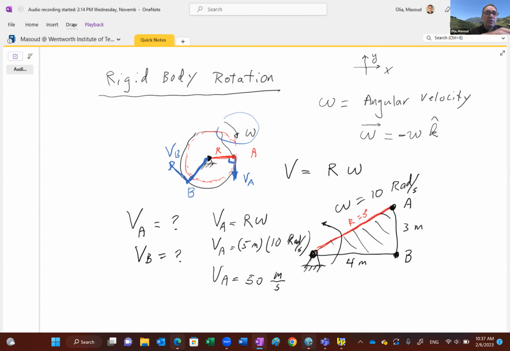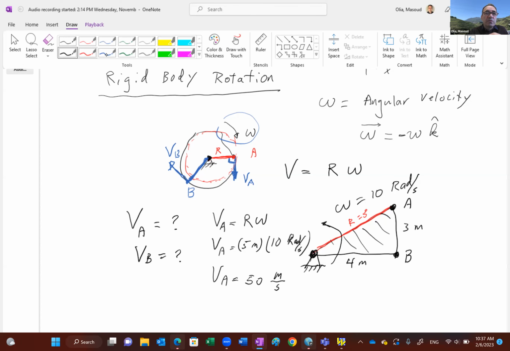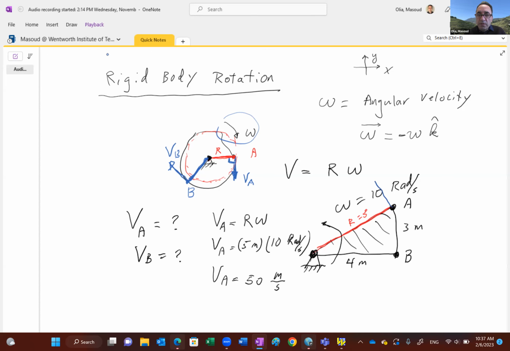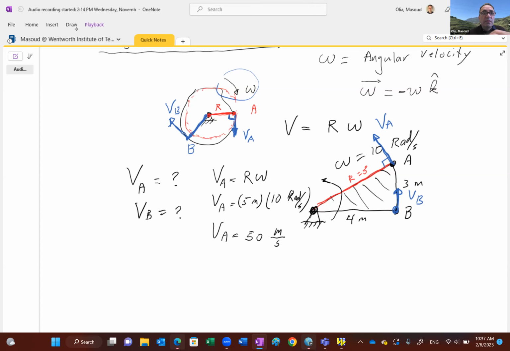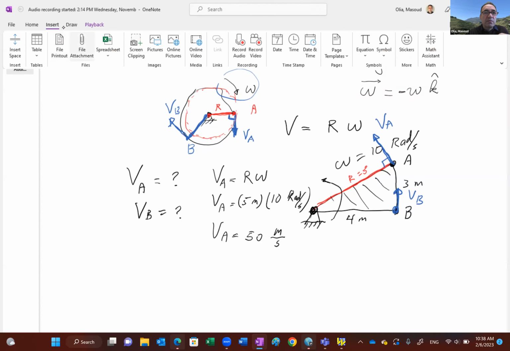What about the direction? Direction would be like this, 90 degrees or perpendicular to the radius at that instant. Of course, this is going to rotate, but that velocity will always be 90 degrees to that radius. And similarly, velocity of B should be like that, 90 degrees to what? To this radius, this one.